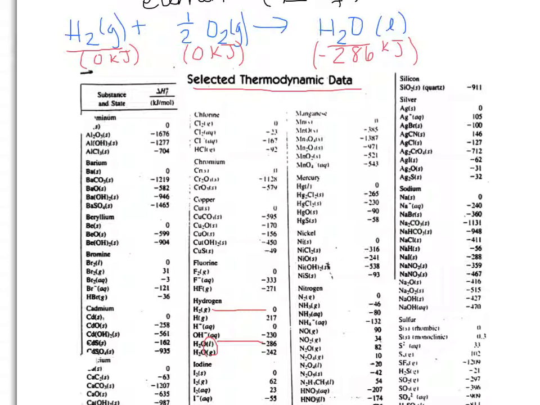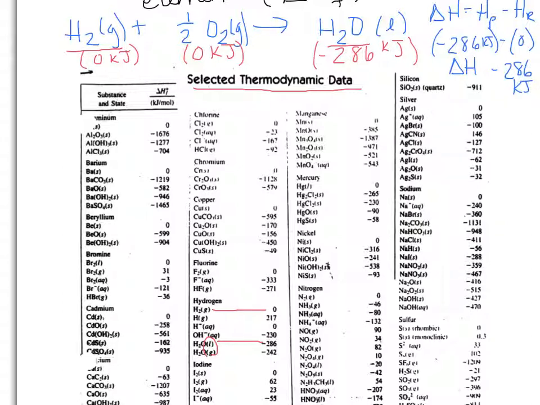All right, the next step here in our work is then to find delta H. Remember, delta H is heat of the products minus heat of the reactants. So what we have here are our products. If you add all of our products up, we have a negative 286 kilojoules. And we're going to subtract from that 0 kilojoules. So delta H for this reaction is a negative 286 kilojoules.